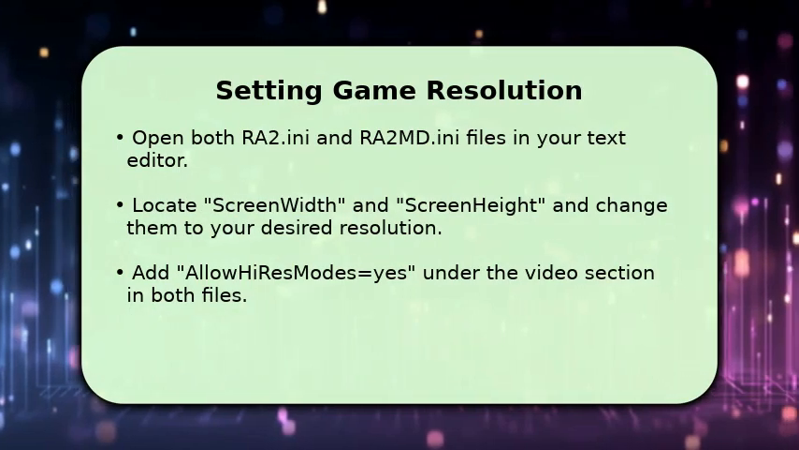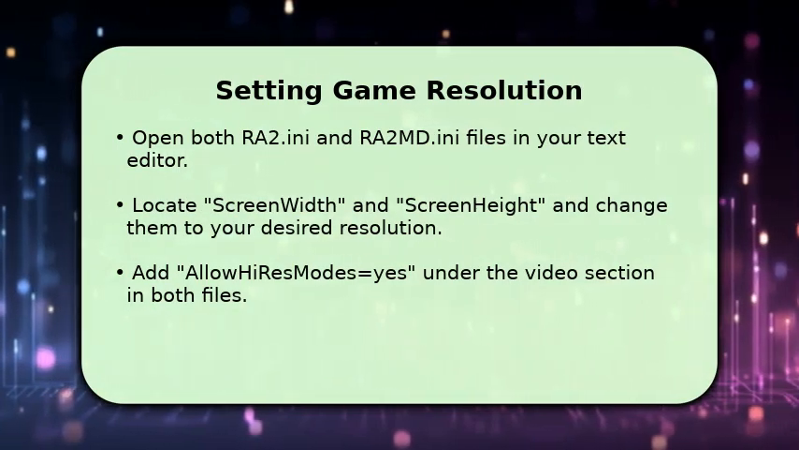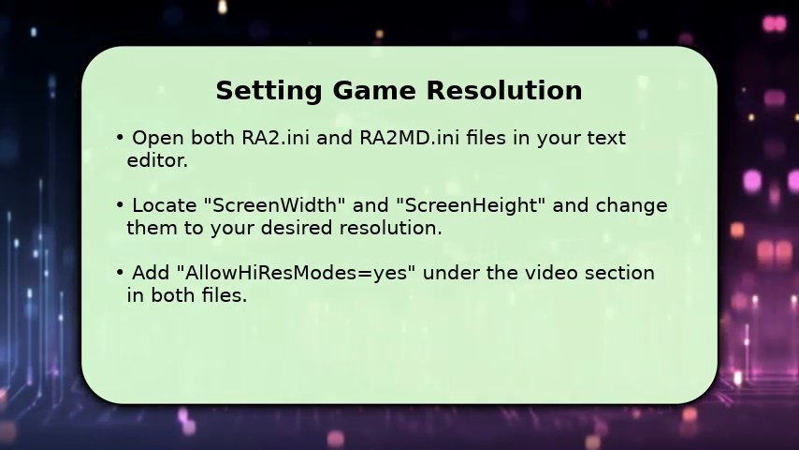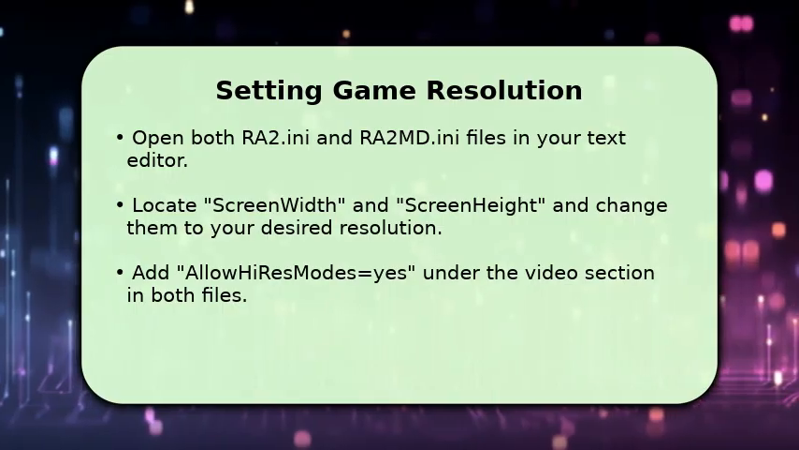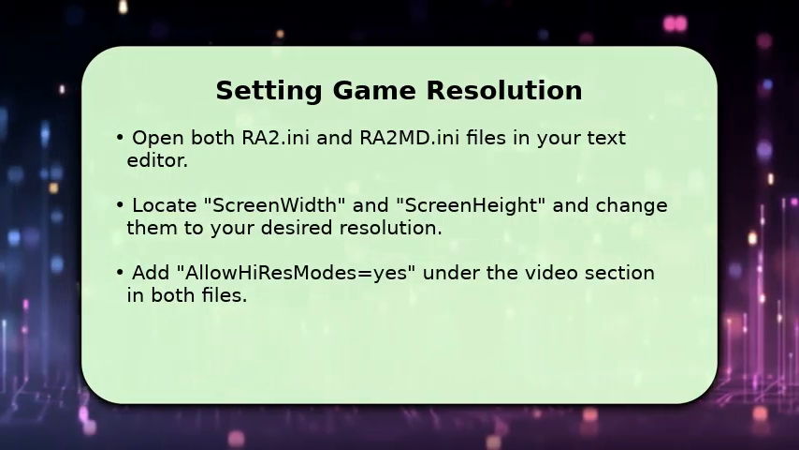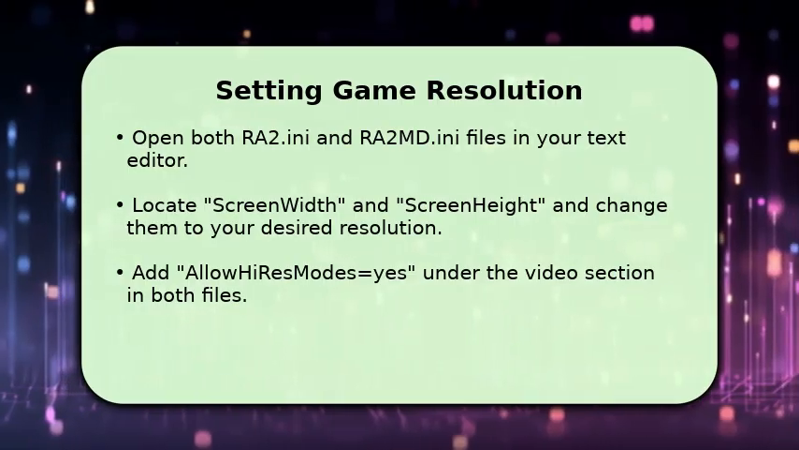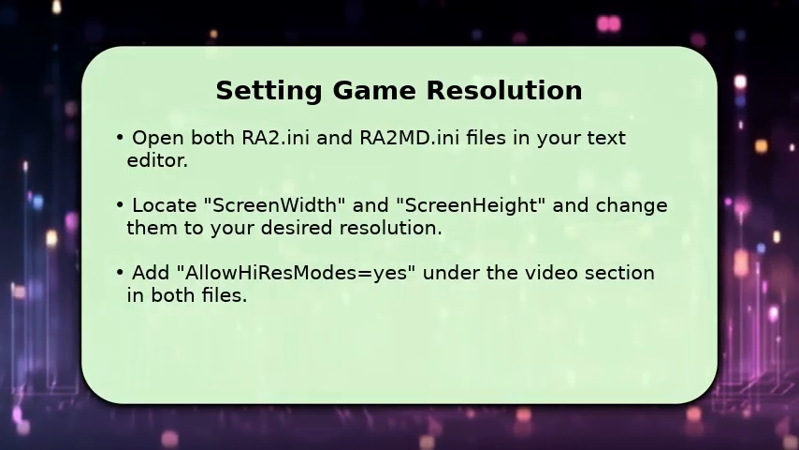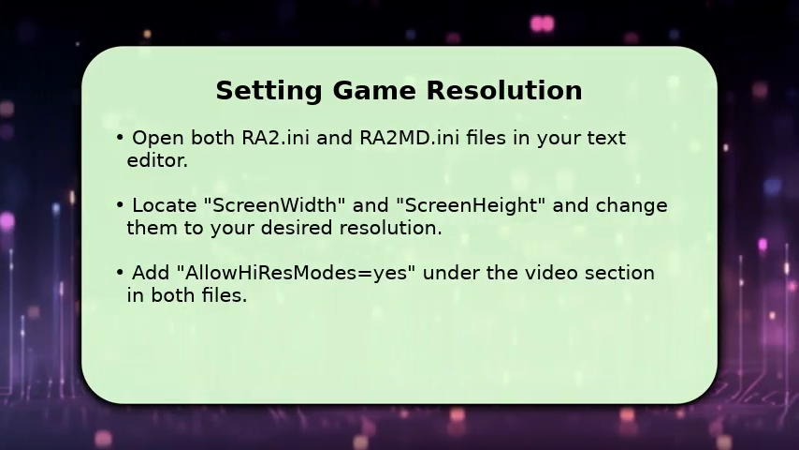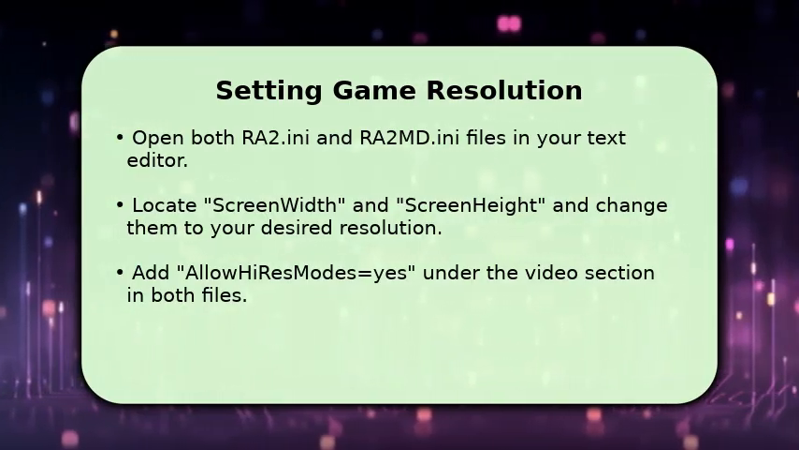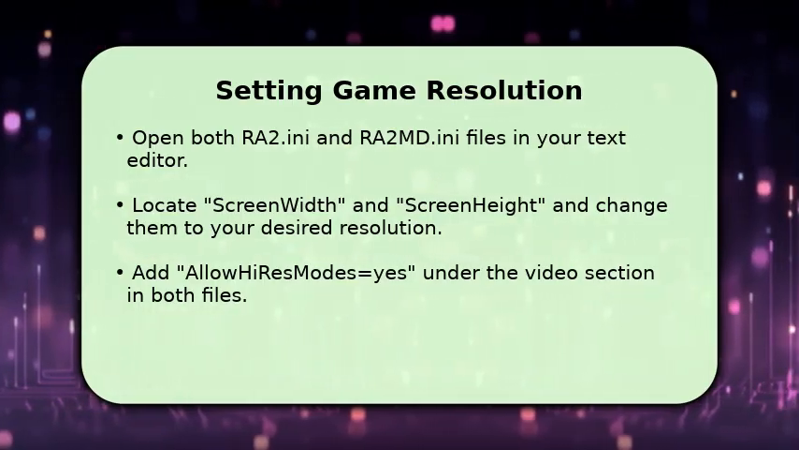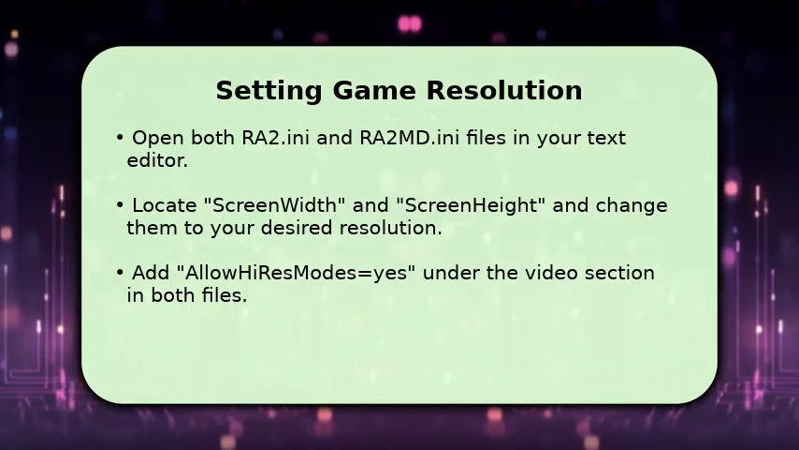Now open both the ray2.ini and ray2md.ini files. Find the screen width and screen height entries and update them to match your chosen resolution, for example, 1920 by 1080. Additionally, under the video section, add the line "Allow high-res modes equals yes." This ensures the game fully utilizes the new settings. Save both files after making these modifications.